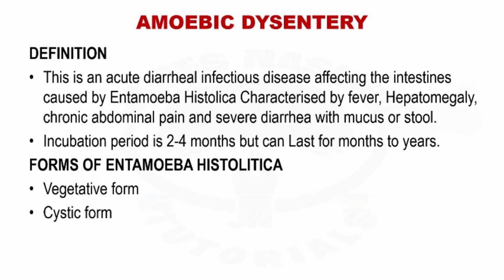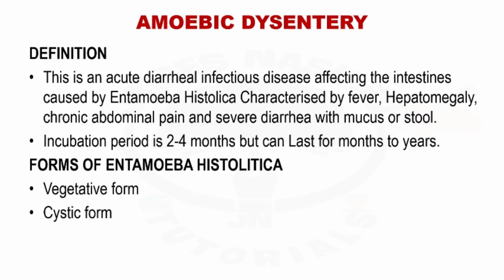Amoebic dysentery is caused by protozoa, and it can be defined as an acute diarrheal infectious disease affecting the intestines caused by Entamoeba histolytica, characterized by fever, hepatomegaly, chronic abdominal pain, and severe diarrhea with mucus or stool. This can have an incubation period of 2 to 4 months. For bacillary dysentery, we said it can take about 1 to 7 days, which is just within a week. But for this one, the incubation period is 2 to 4 months, and it can even last for months to years.